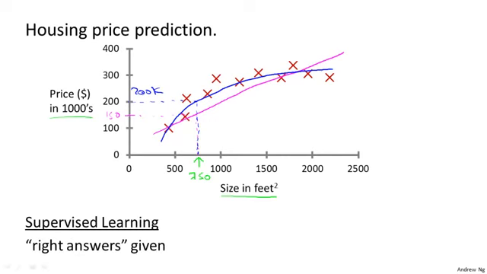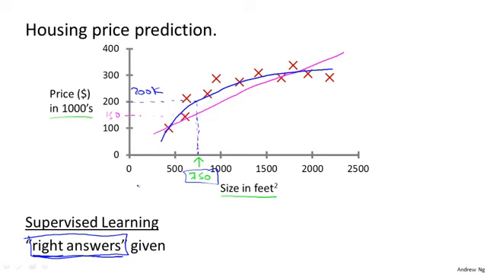The term supervised learning refers to the fact that we gave the algorithm a data set in which the, quote, right answers were given. That is, we gave it a data set of houses in which for every example, we told it what the actual price was that that house sold for. And the task of the algorithm was to just produce more of these right answers, such as for this new house that your friend may be trying to sell.